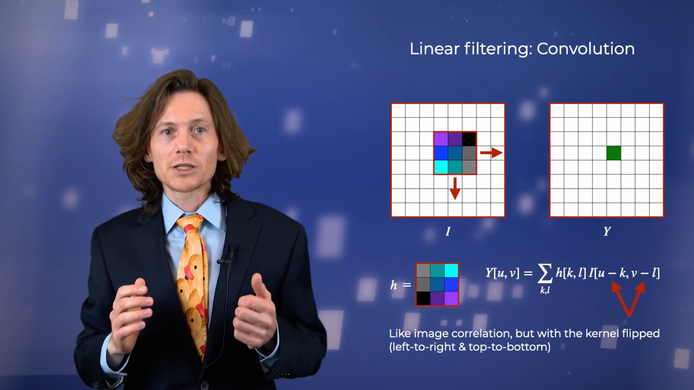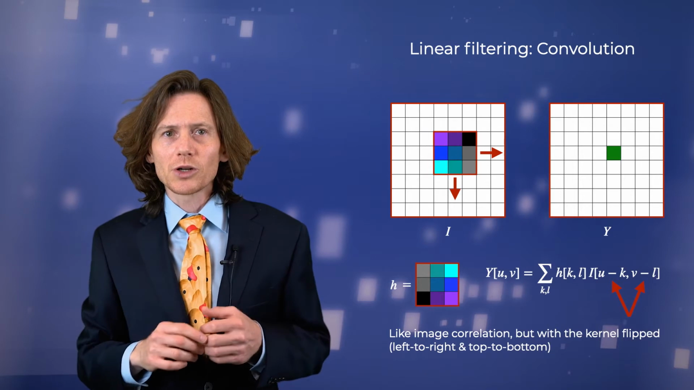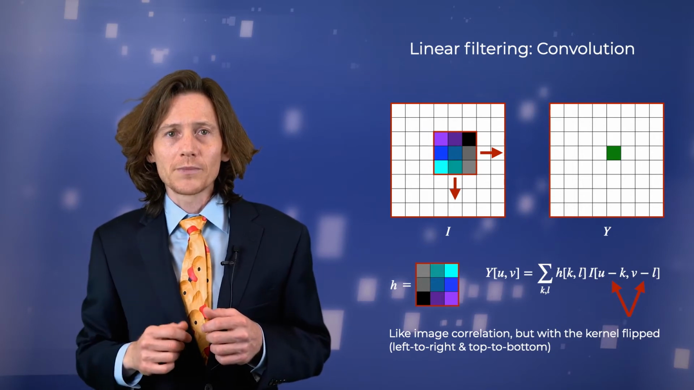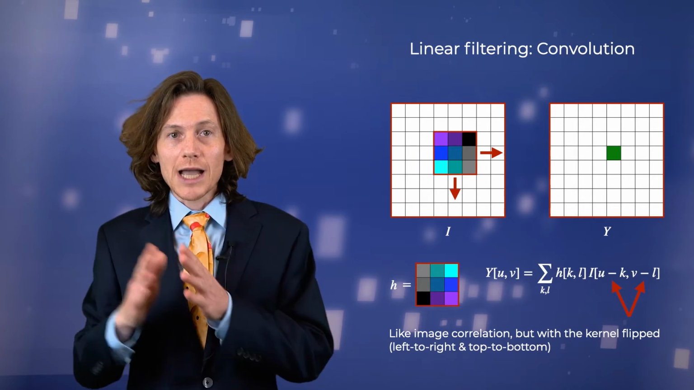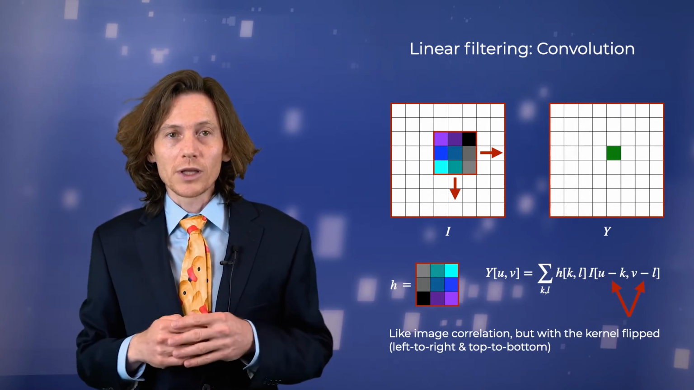This procedure is identical to that of image correlation, except that the kernel is flipped left to right and top to bottom. Note that there are different strategies for what we do at the image borders, where the kernel extends outside the image, but we will leave that for later.